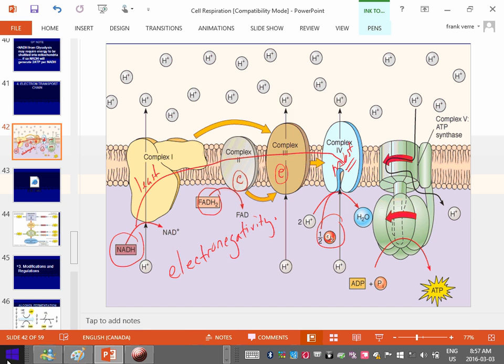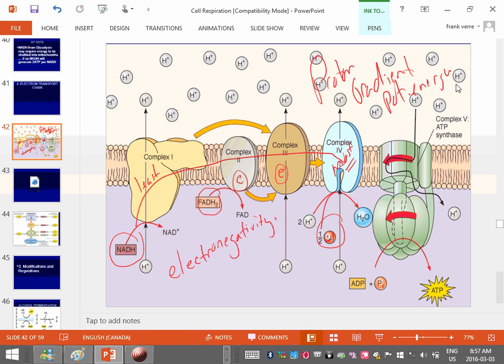Okay, yes. So, the idea is the electrons move through. That powers the pumps. You have a proton gradient, which represents potential energy. And then these guys are going to want to move from high concentration to low concentration. So they're going to want to go through this enzyme, giving this enzyme the energy to make ATP. This process is called chemiosmosis.